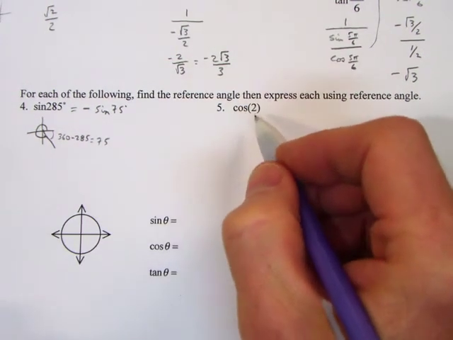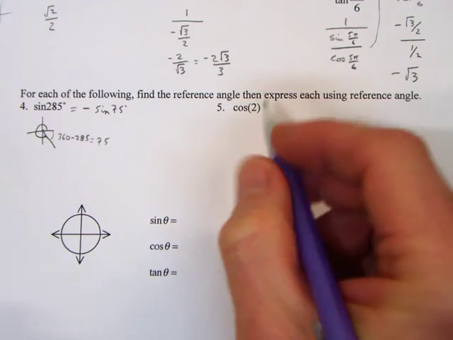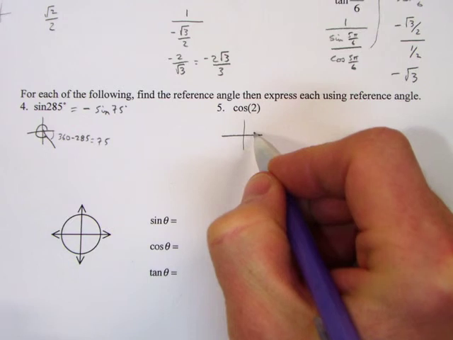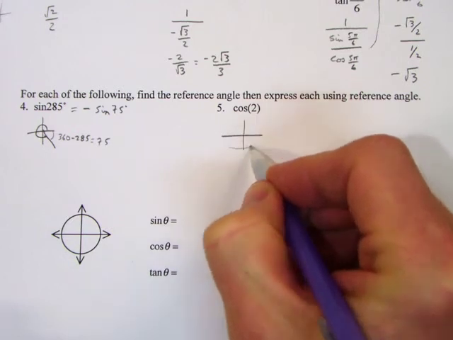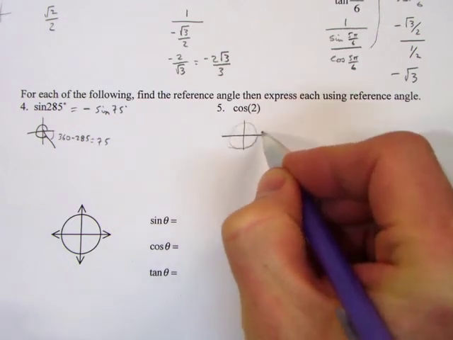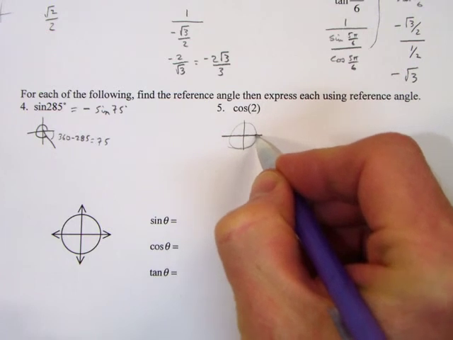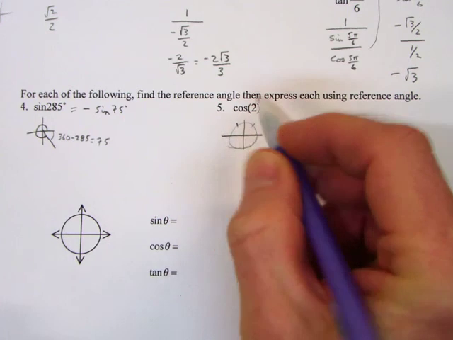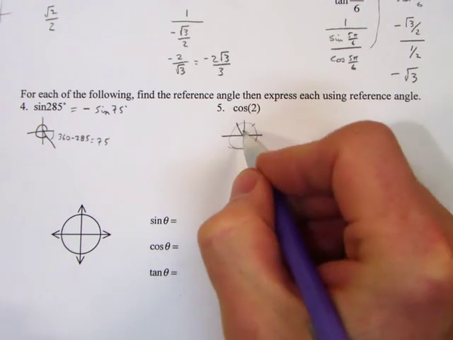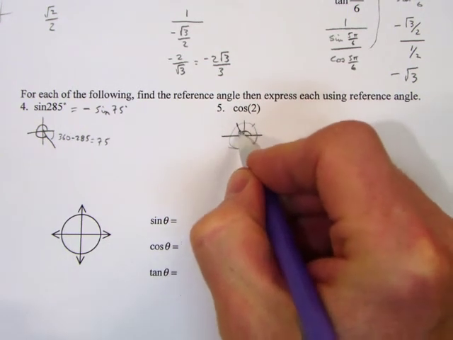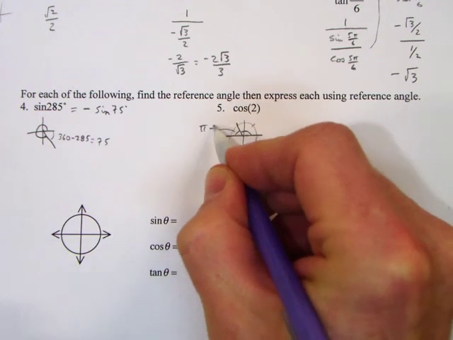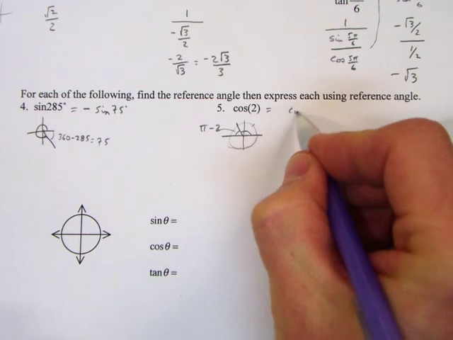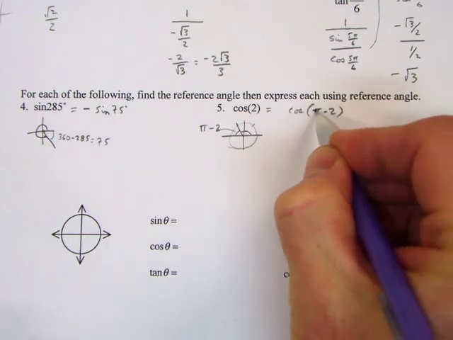Cosine 2. It just says 2, so what is the unit of measure there? It's a radian. So remember, looking at a unit circle, or any circle, a radian is the radius mapped onto the circle. So we have 1, 2, that puts us in the second quadrant. Our reference angle is going to be pi minus 2. So we'll say cosine of pi minus 2.